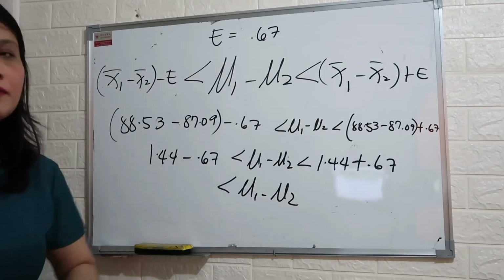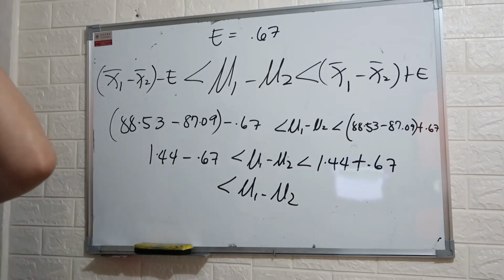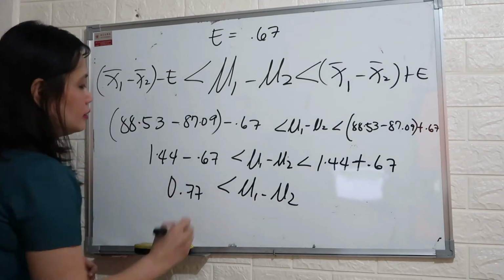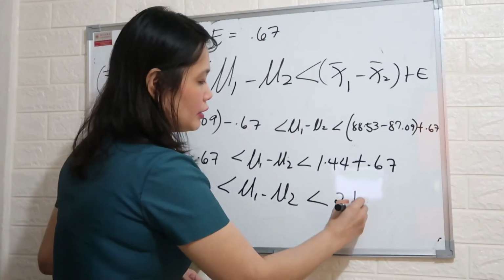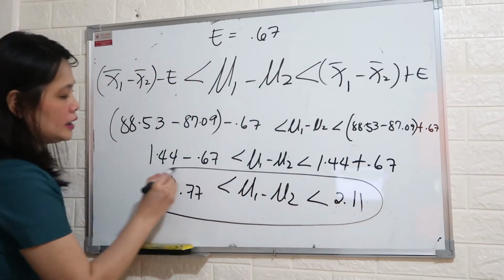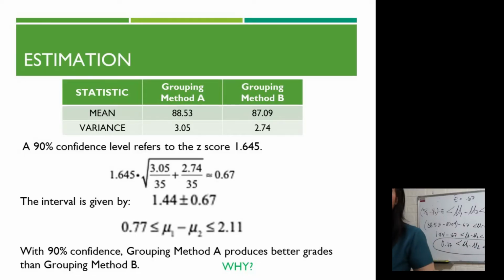1.44 minus 0.67. What will be the answer? 0.77. Okay, so 0.77 but less than 2.11. So that is your interval. What will be the interpretation of that? With 90% confidence, grouping method A produces better grades than grouping method B.